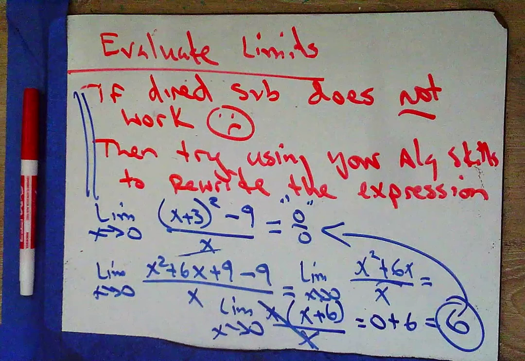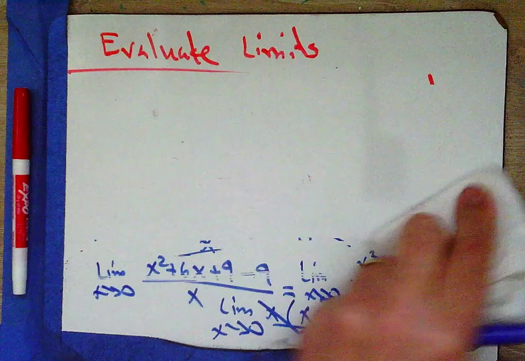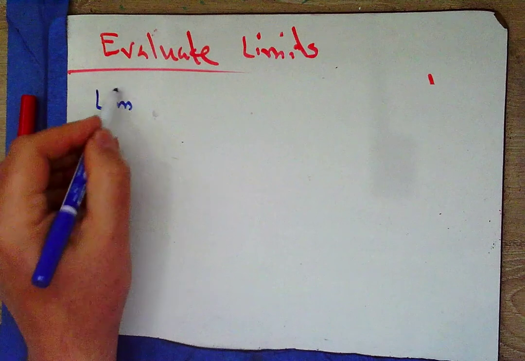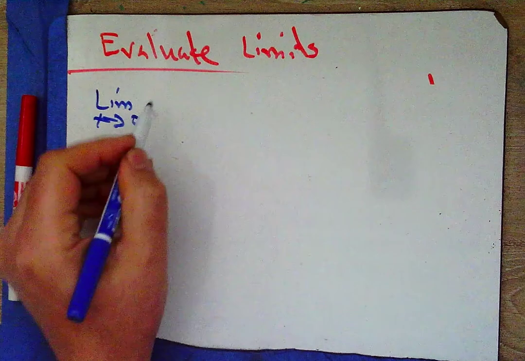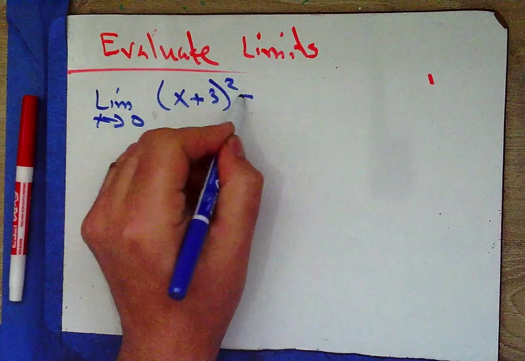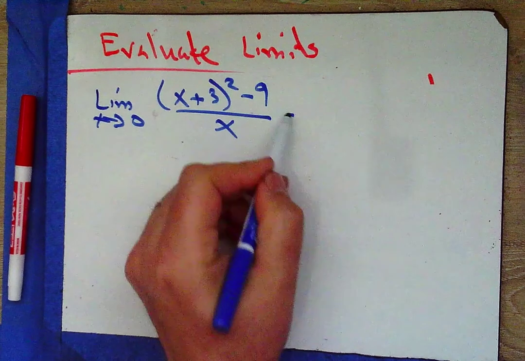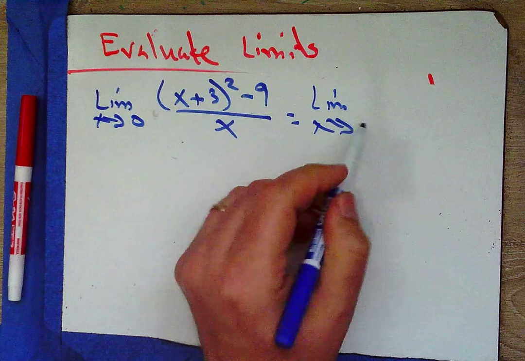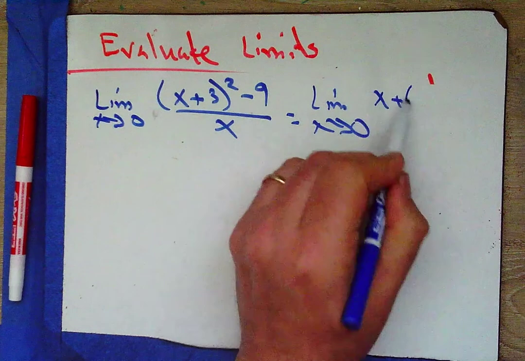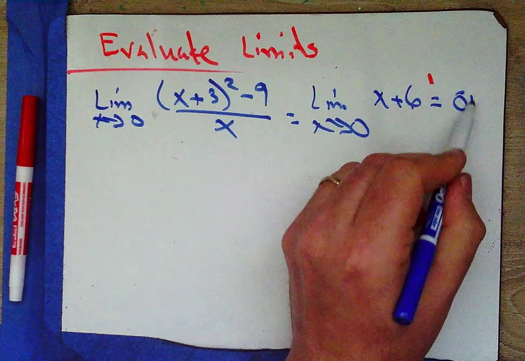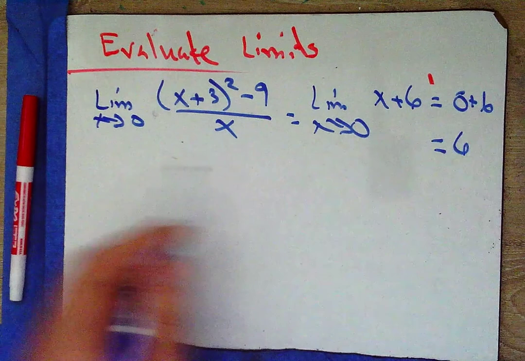So when we tried direct substitution, it didn't work. We got an indeterminate form. And when we used our algebra to rewrite the limit as x approaches 0 of x plus 3 squared minus 9 over x, we turned that into the limit as x approaches 0 of x plus 6. And so now we can do direct substitution and get 6.